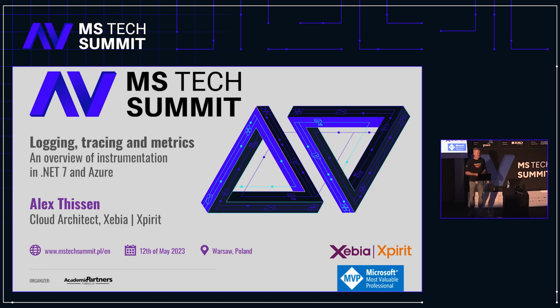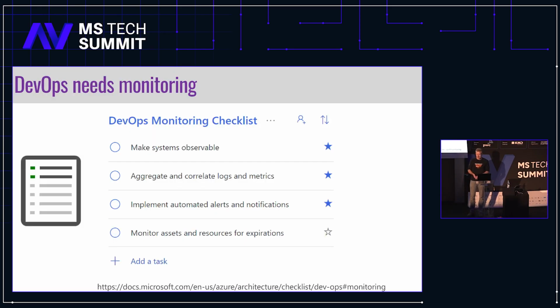This early morning we'll be talking about the three pillars of observability, logging, tracing and metrics, and how you can add that as instrumentation in .NET applications, and if you're using Azure, how to make it all observable from Azure. Now, the reason we want to do that is because if you want to do DevOps, it's not just about building your application, it's also about running it and operating it, but you need to know what your application is doing. So hence the observability.